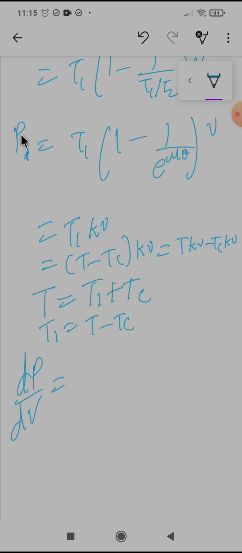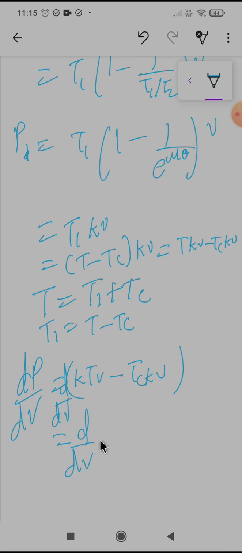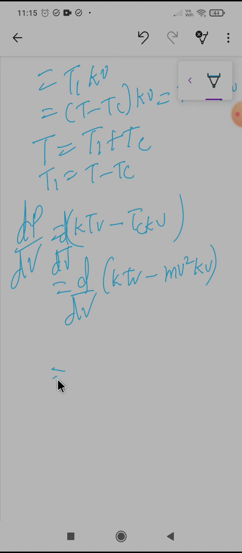Now if I differentiate this, what we will get is ktv minus TC kv. So what is TC? TC is centrifugal tension, and its value is mv square. As we know, centrifugal force is mv square by r, so centrifugal tension is mv square. Here we are trying to differentiate with respect to velocity. So d by dv of ktv minus mv square kv, which becomes velocity cube, and then we can try differentiation.